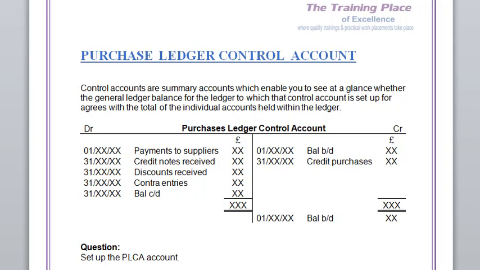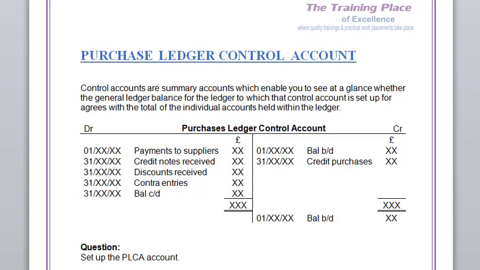Control accounts are summary accounts which enable you to see at a glance whether the general ledger balance for the ledger to which that control account is set up agrees with the total of the individual accounts held within the ledger. The individual accounts could be the purchase ledger accounts for the individual suppliers, and we maintain a control account to pick up on all our credit purchases. So it will confirm if your purchase ledger balances are correct or not.